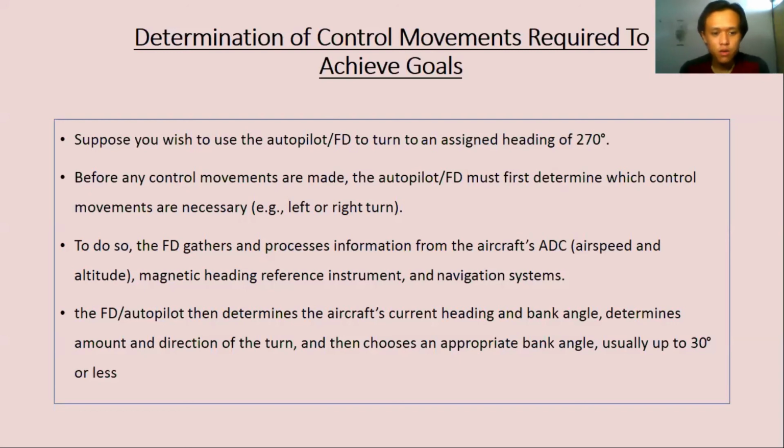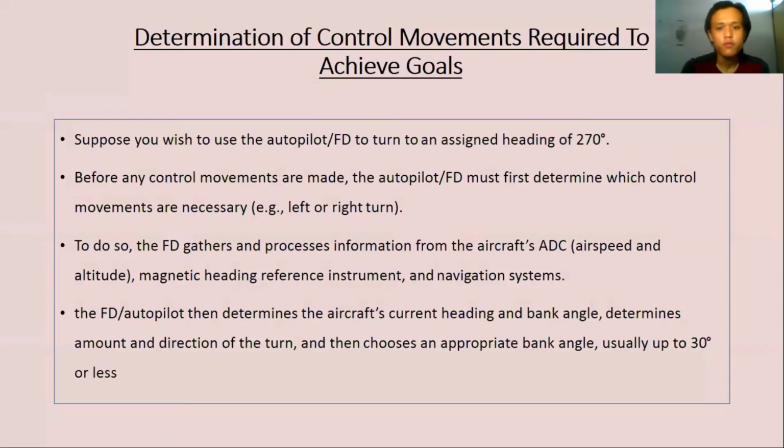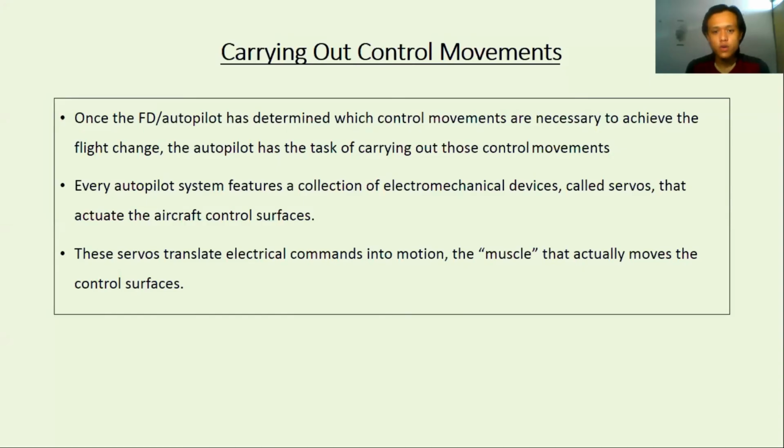The flight director or autopilot then determines the aircraft's current heading and bank angle. It then determines the amount and direction of the turn, and finally chooses an appropriate bank angle, usually 30 degrees or less. Carrying out control movements: now that it has determined what kind of movements are required to achieve the goal, it has to carry out the control movements. Once the flight director has determined which control movements are necessary to achieve the flight change, the autopilot has the task of carrying out these control movements.